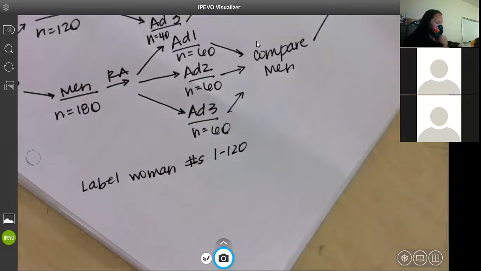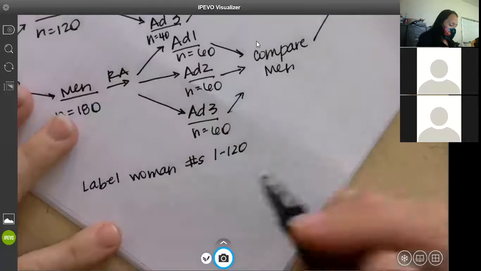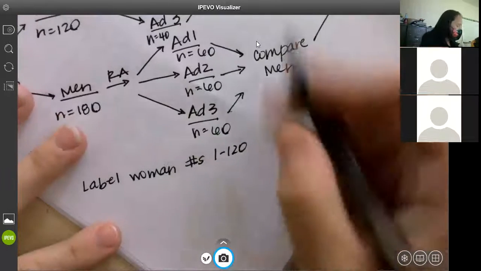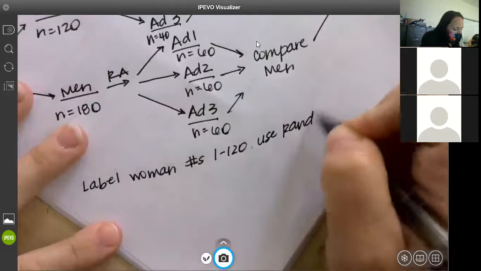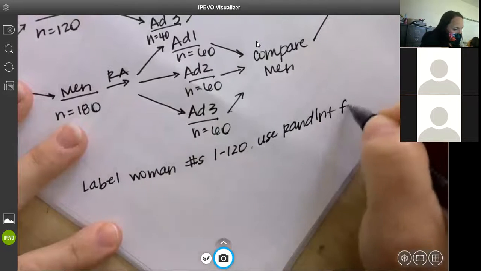Okay. All right. Label, sorry, it probably should say women, numbers 1 through 120. Use your random integer function on your calculator.